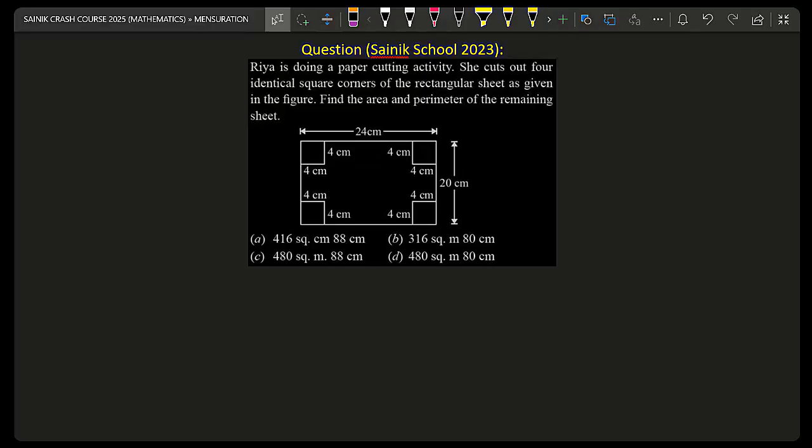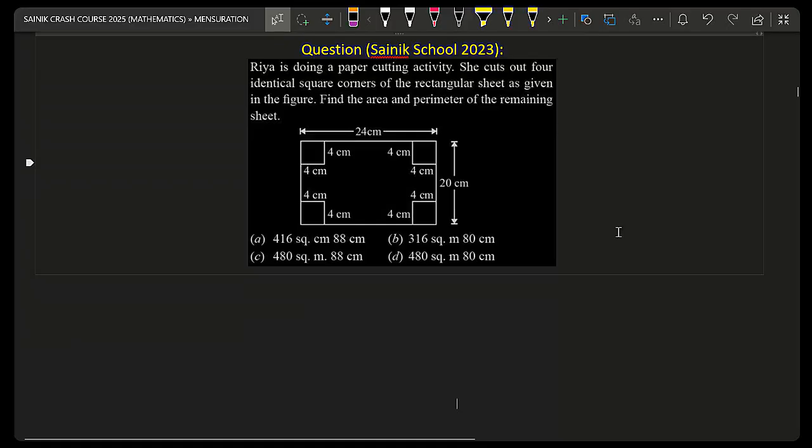So who is going to answer this question? Raise a hand if you want to answer. Harini, can you read the question again? Ria is doing a paper cutting activity. She cuts out 4 identical square corners of the rectangular sheet as given in the figure. Find the area and perimeter of the remaining sheet. Yes.